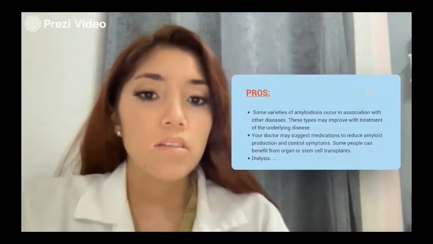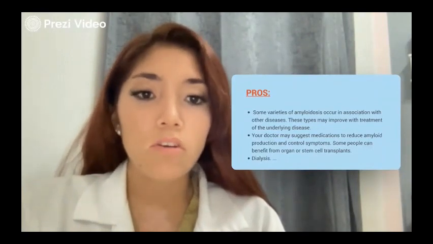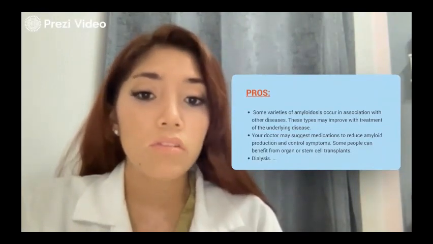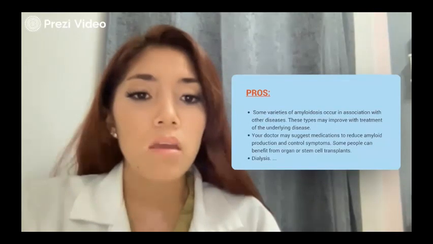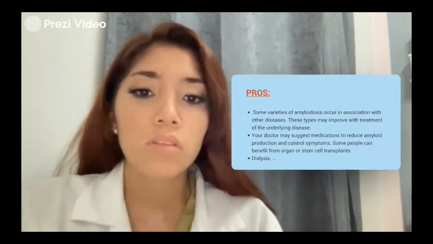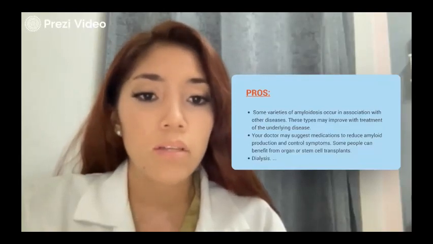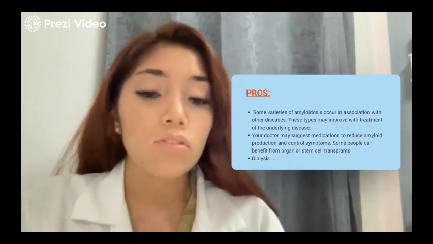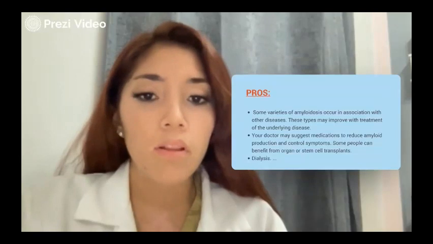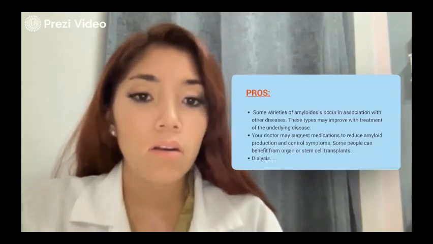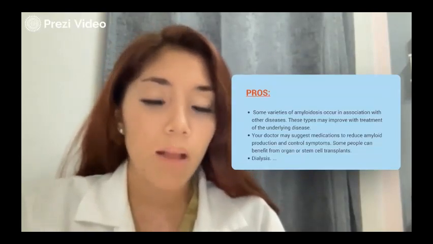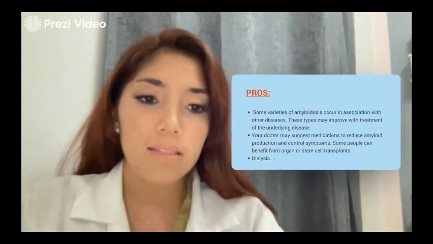The pros. Some varieties of amyloidosis occur in association with other disease. These types may improve with treatment of the underlying disease. Your doctor may suggest medication to reduce amyloid production and control symptoms. Some people can benefit from organ or stem cell transplants and dialysis.